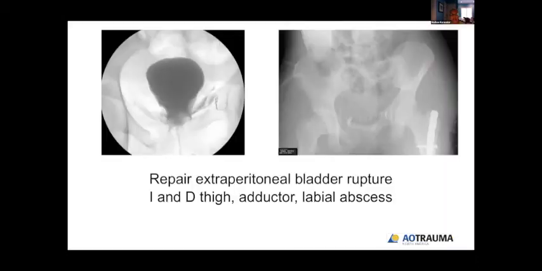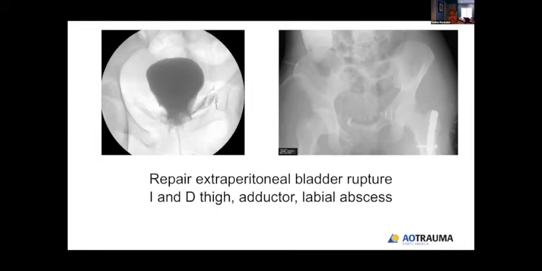So in this case, we took the patient to the OR with the help of the gynecologist and went for an I&D of the thigh, the adductor, and the labial abscesses. We started first with looking at the vaginal region and then the thigh, and then performed a symphyseal, Pfannenstiel type of approach to decompress the retropubic abscess. And during that exposure, we identified an extraperitoneal bladder rupture.